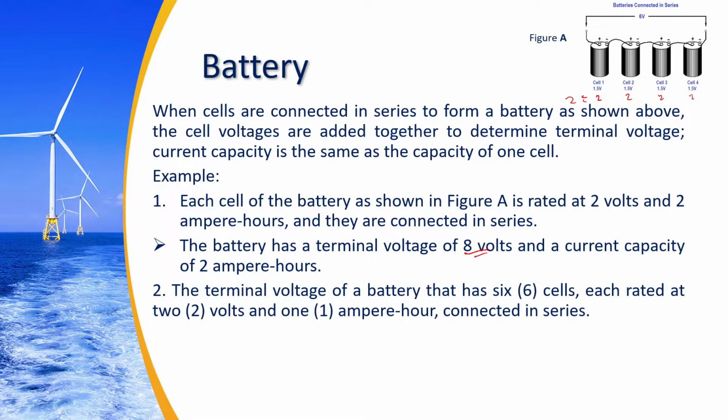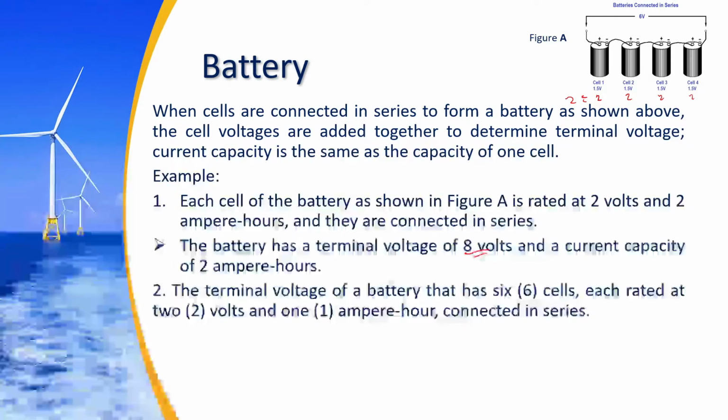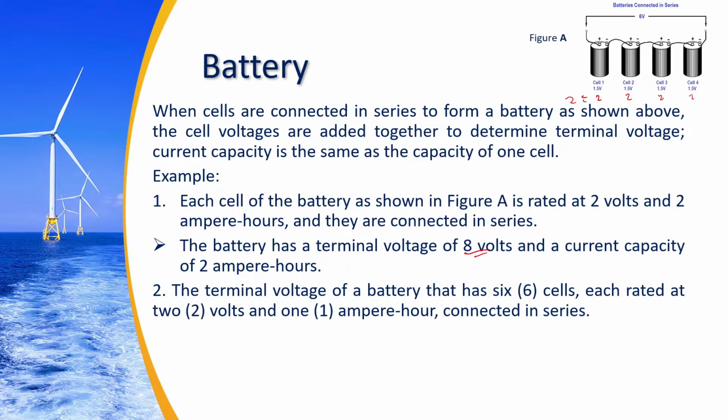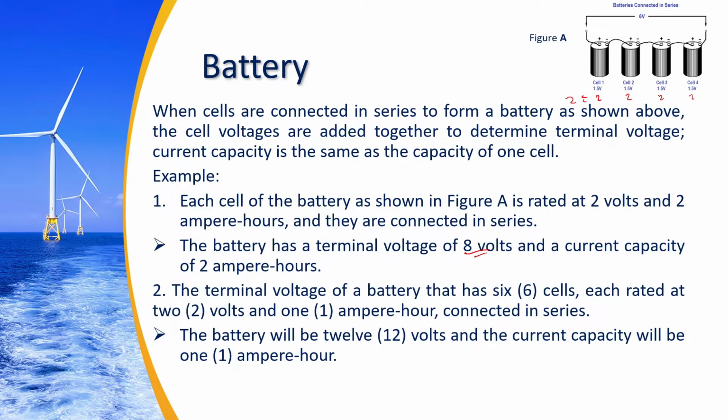Okay, so next, the terminal voltage of a battery that has 6 cells, each rated at 2 volts and 1 ampere hour connected in series. So, yung battery will be 12 volts. Okay? And the current capacity will be 1 ampere hour lang din. Okay, so bakit naging 12 volts? Kasi meron ka ng 6 na cells. At each cell is merong 2 volts. So kapag pinag-multiply mo yan, o pinag-add mo yung lahat ng cells mo, so meron kang 12 volts. And same pa rin, since na they are in series, so pare-parehas yung current capacity.